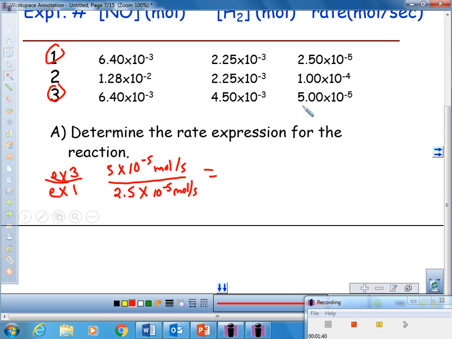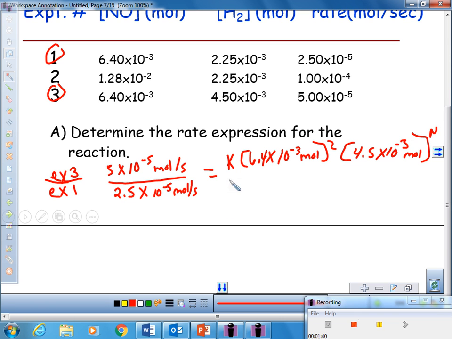And then that's going to equal, and so now back on this line, we're going to have K, and we're going to have 6.4 times 10 to the negative third. And I know it's to the second power. And then 4.5 times 10 to the negative third. And it's 2, I don't know, over K.